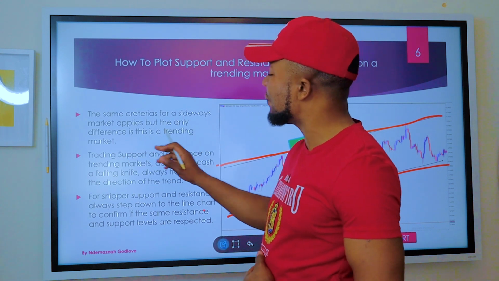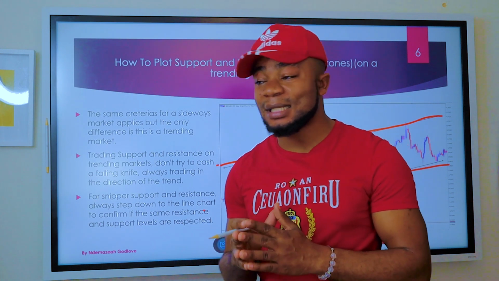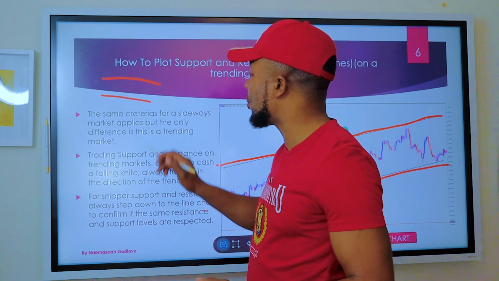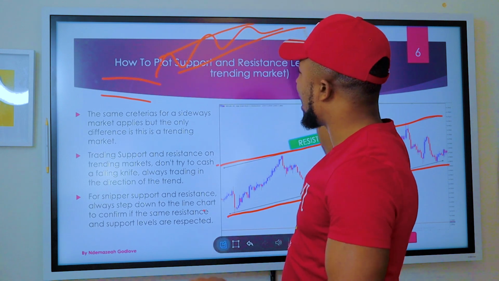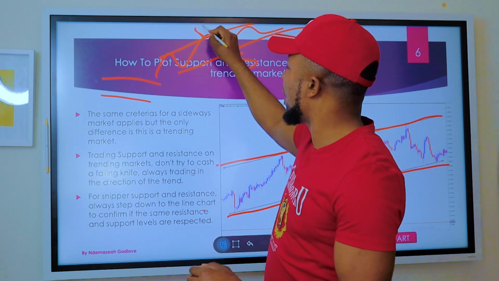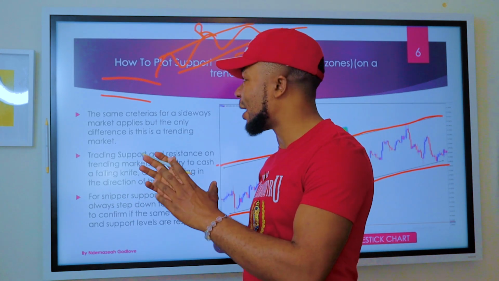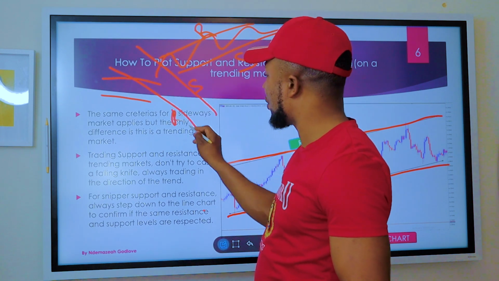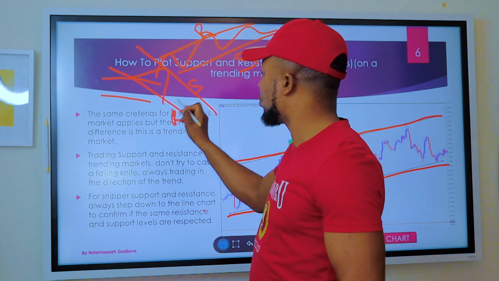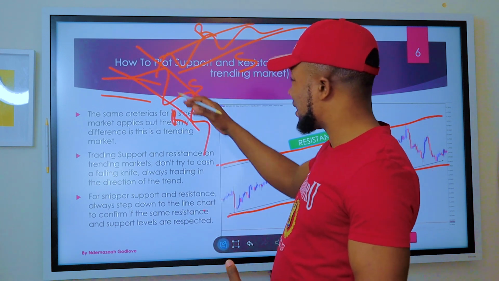That is why they say the same criteria for a sideways market applies, but the only difference in a trending market is that instead of seeing the support and resistance like this, the market was actually going up. That is why you have the support here and the resistance here. If the market was going down, then we'll have our support here and our resistance here, and the chart will be bouncing and going down.